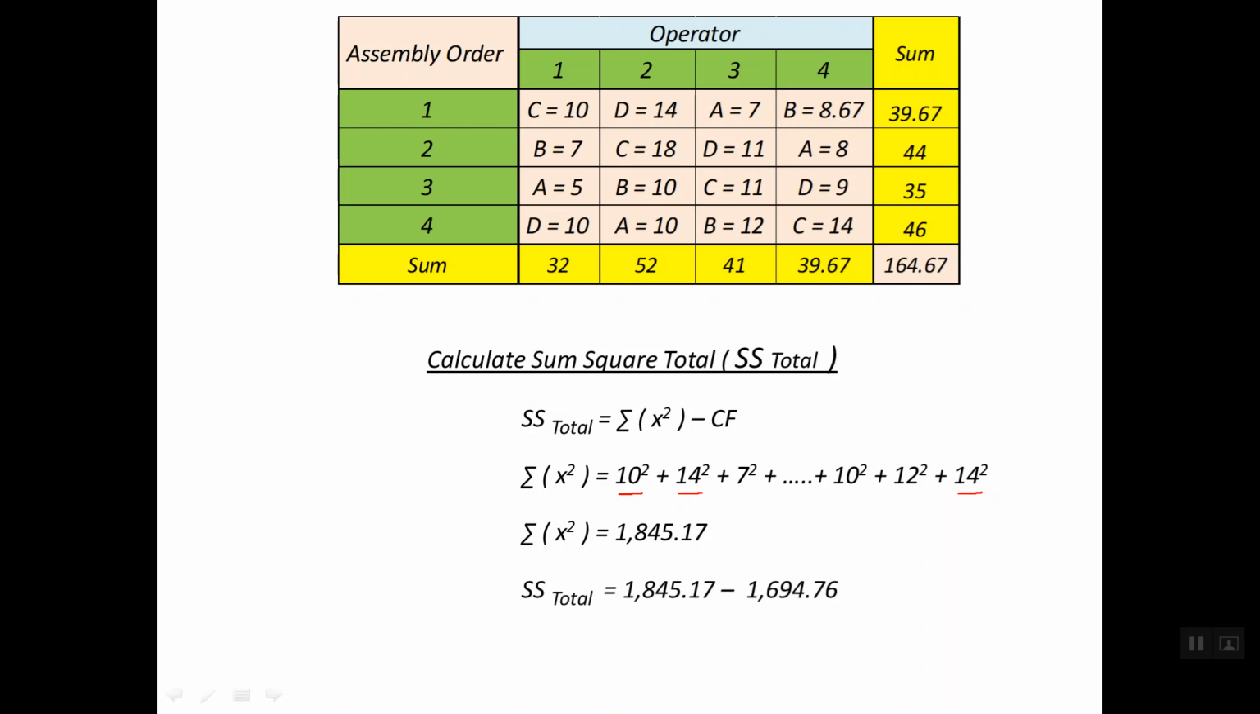Now we can calculate the SS total. This is the summation of the squared observations, and this is the correction factor. This is the value of the SS total, 150.41.